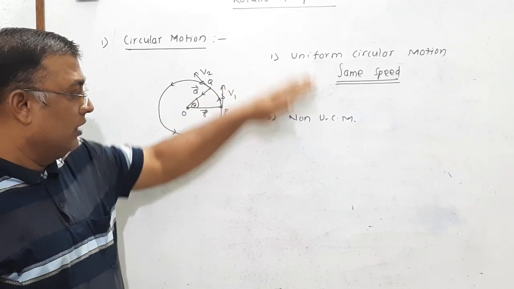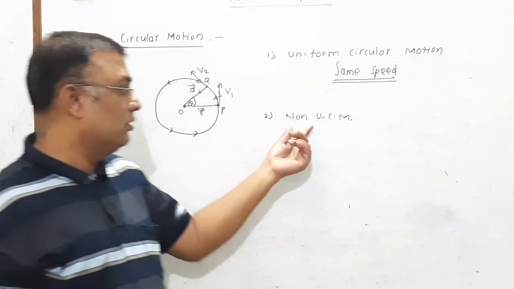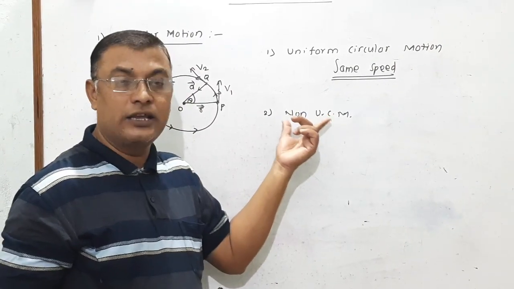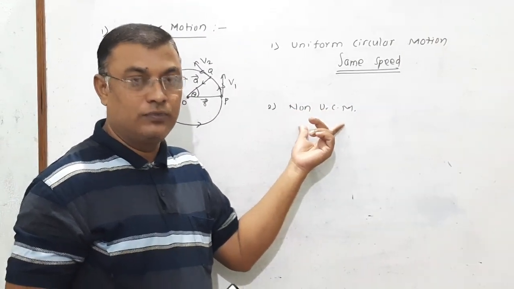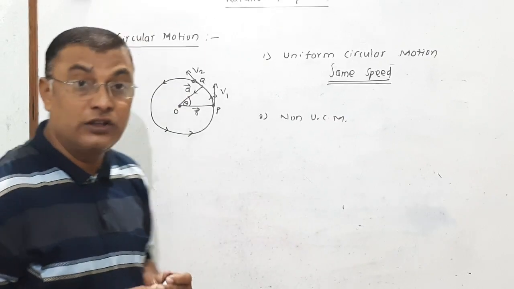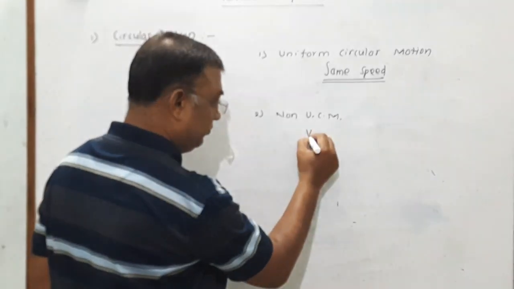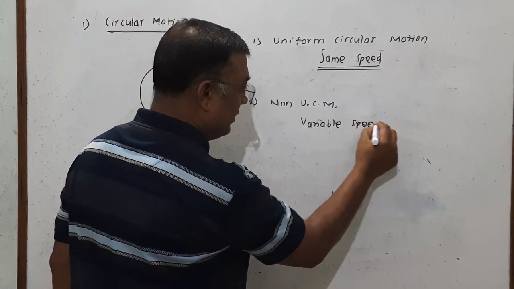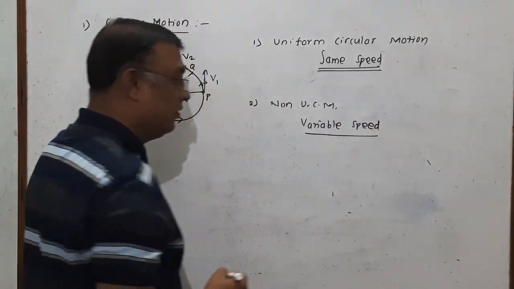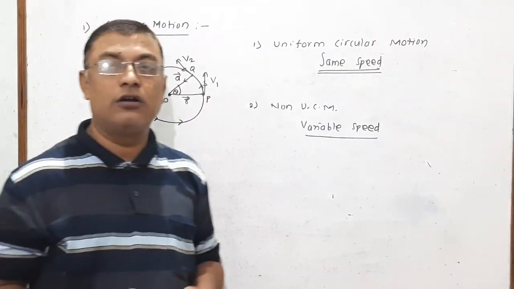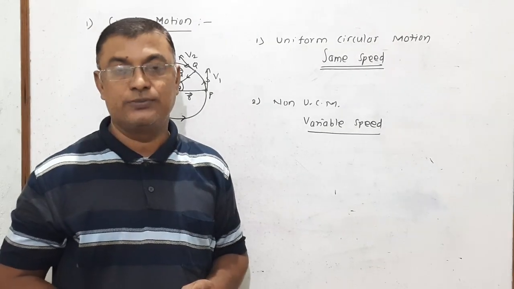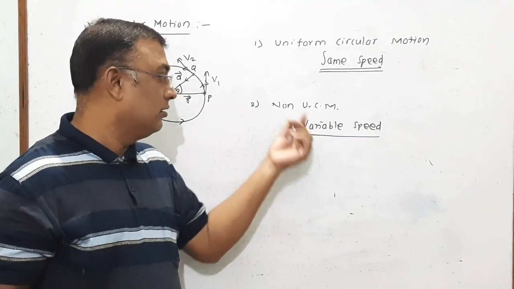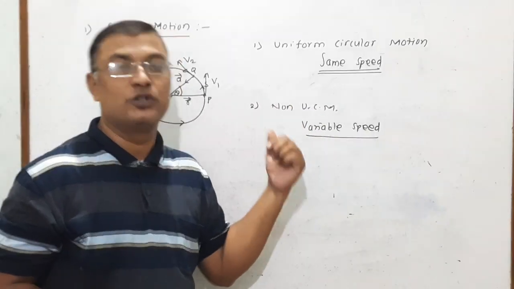Let us hear a few things about non-uniform circular motion. In non-uniform circular motion, the particle moves with variable speed. The example you can consider is the speed of a fan when it is switched on or switched off. During that, the speed changes from place to place.